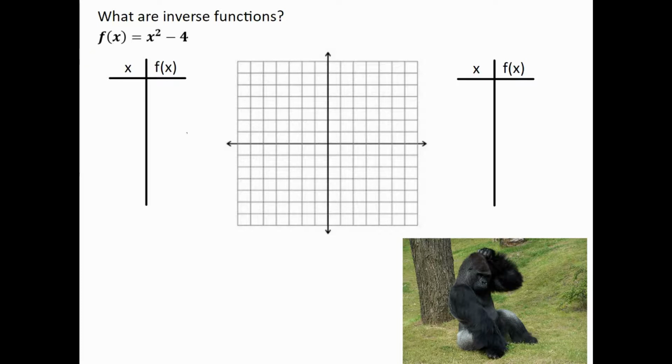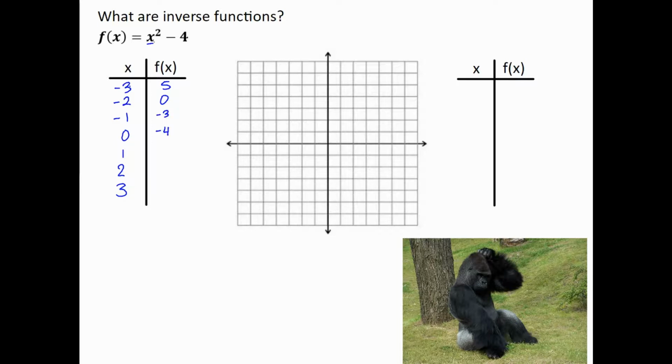Let's look at f of x equal to x squared minus 4. We are going to create this table, x and f of x. So when x is negative 3, negative 2, negative 1, 0, 1, 2, and 3. When x is negative 3, we get 9 minus 4, which is 5. When x is negative 2, we get 4 minus 4, which is 0. When x is negative 1, we get 1 minus 4, which is negative 3. And when x is 0, we get negative 4.